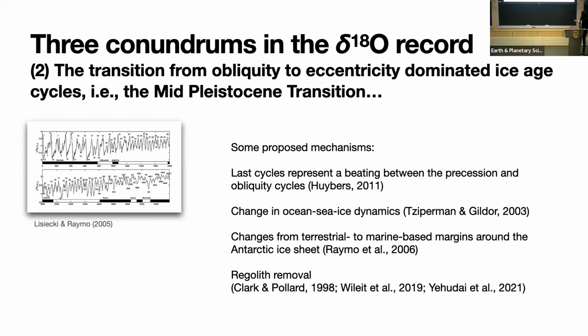Peter Huybers suggests that these cycles actually just represent a beating between the eccentricity, the obliquity, and the precession. And so the 100,000 years is kind of an average of 20s and 40s, basically. Changes in ocean sea ice dynamics have been suggested, as well as changes from terrestrial to marine-based margins. Regolith removal is kind of in vogue, I'd like to think.